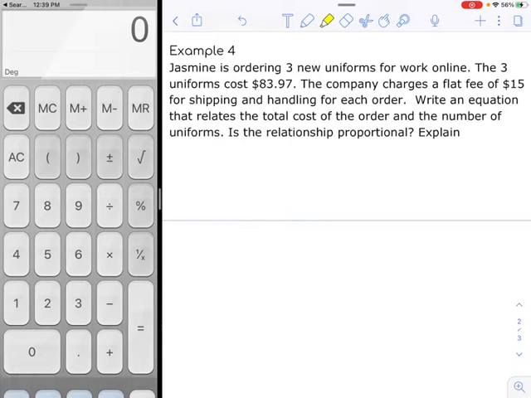All right, our last one, Jasmine is ordering 3 new uniforms for work online, and those 3 uniforms cost $83.97. So we always do, we're going to have cost to how many uniforms we have, which is 3. The company charges a flat fee of $15 for shipping and handling. Write an equation that relates the total cost. So we have our total cost, which is going to be Y, to the number of uniforms.